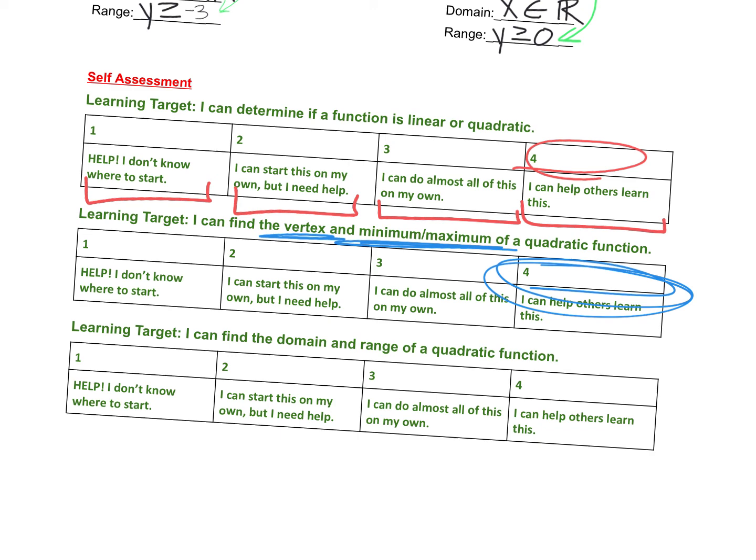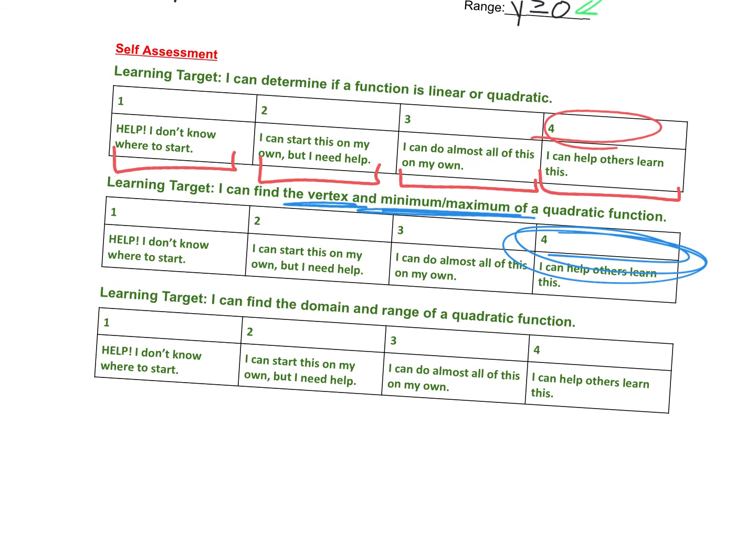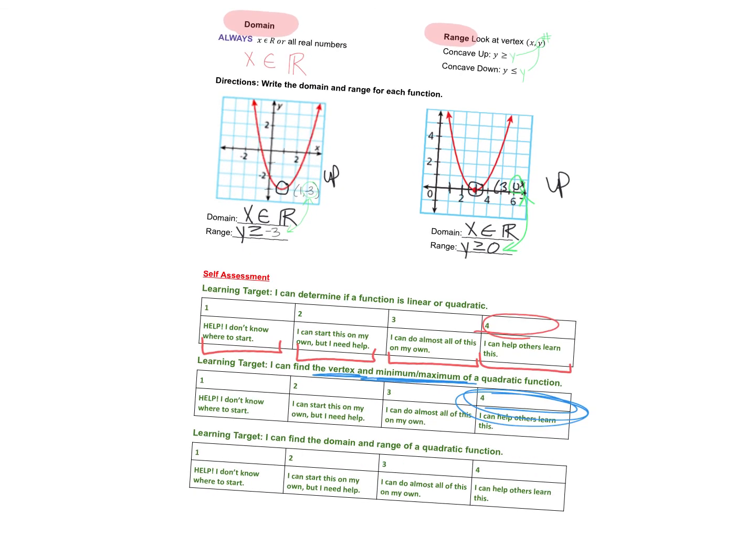I need to know what we need to practice. And then our last one is I can find the domain and range. This is the last problem, this last page we did. How comfortable are you with domain and range? If you're really comfortable with the domain, but not so comfortable with the range, maybe you're a 3. Maybe you're still not quite sure about the symbols on domain, so you're still a 2. So circle wherever you're at. Now that you're done, go ahead and turn it in. Make sure you do this self-assessment first.